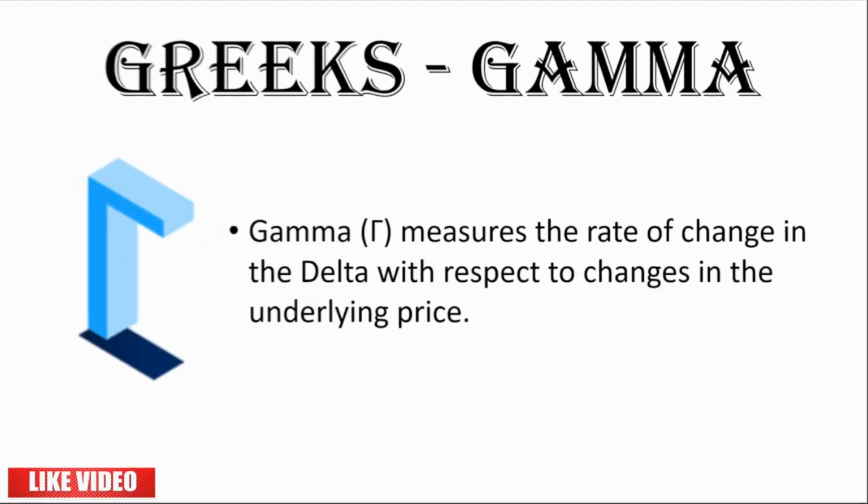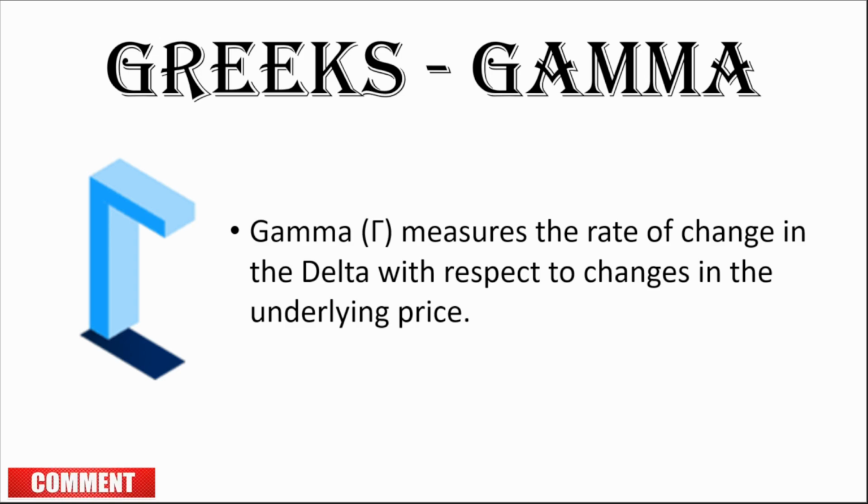The second option Greek that we're going to study is the option Greek gamma. As we discussed previously, delta is the change in the option price or premium due to the change in the underlying price. Now we will discuss how delta itself changes with the change in the underlying price. This is known as gamma. Gamma measures the rate of change in delta with respect to change in the underlying price.